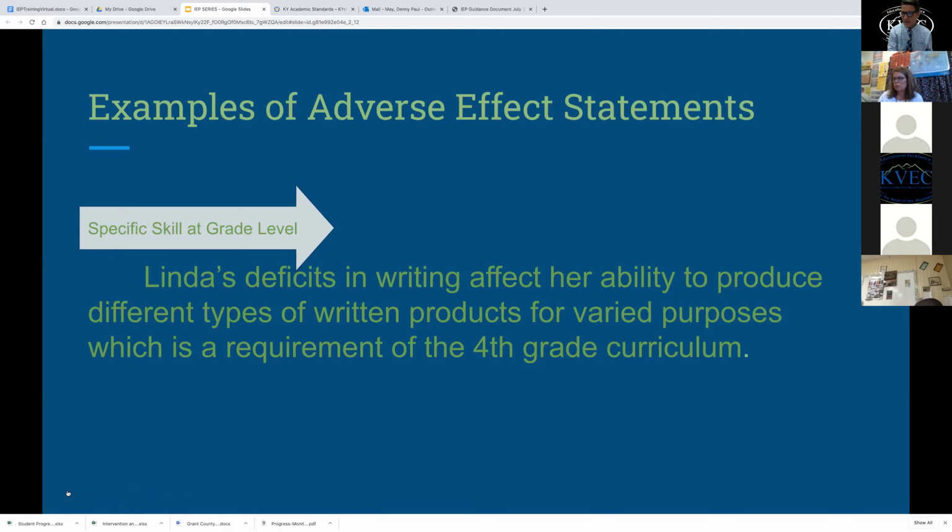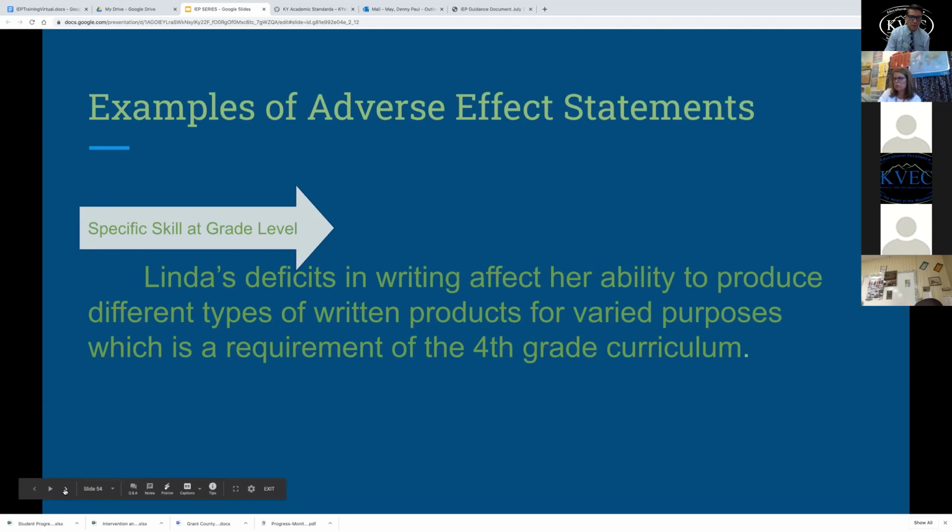This is a new day. The State Department does not allow us just to write that a student has this disability and that it has an adverse effect on educational performance. That's not enough. We have to say specifically what it is and how it's happening, how it's impacting. So her deficit in writing affects her ability to produce different types of written products for varied purposes, which is a requirement of the 4th grade curriculum. And if you see that, you're probably going to see a goal in writing.